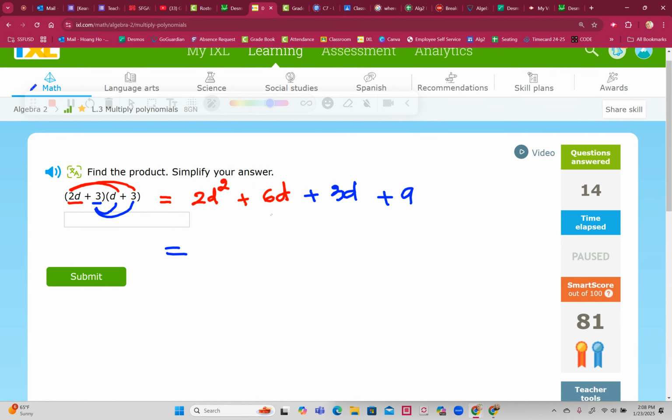Now combine like terms. You see here, they both have D, so you can combine them. So 2D squared plus 9D and then plus 9.